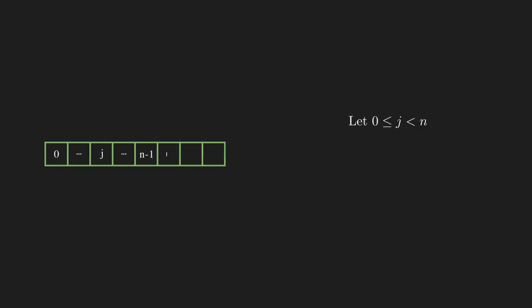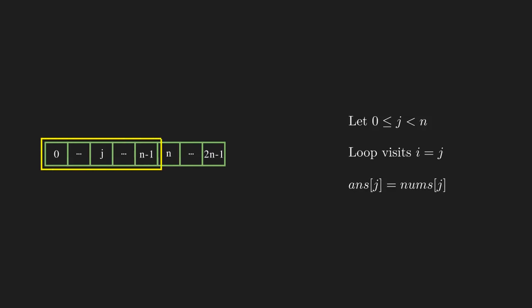To prove correctness generally, choose any output index j satisfying 0 less than or equal to j and j less than n. The loop includes iteration I equals j because range of n contains every integer in that interval. During that iteration, the first assignment sets ANS at j equal to nums at j. Hence, every position in the first half satisfies the original requirement.